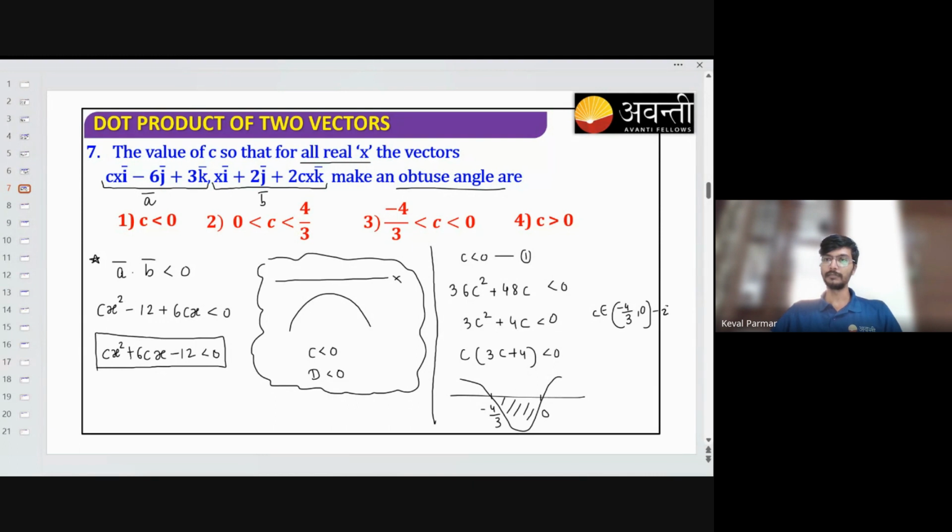This is equation number 2. Now if I take 1 intersection 2, I'll get C belongs to same minus 4/3 to 0. So that means my option should be option number 3. So it was a very good question based on quadratic equation and vectors. Very nice question. I really like this question. Correct? Because this logic is very important. Quadratic equation logic. Let's move on to the next question.